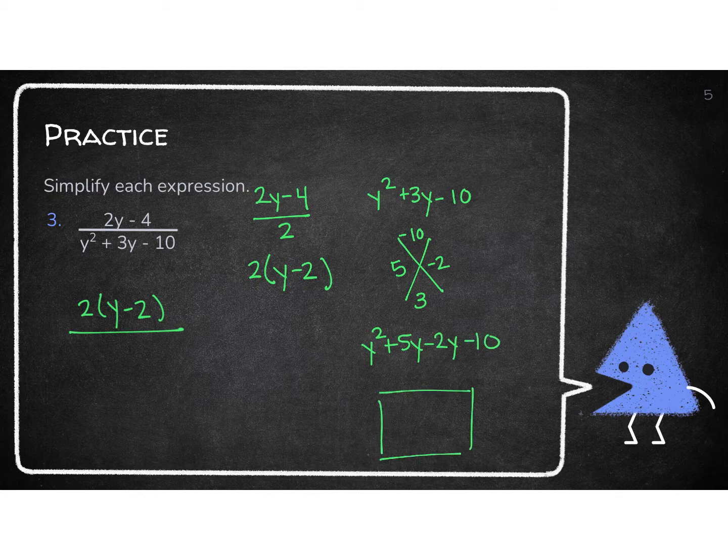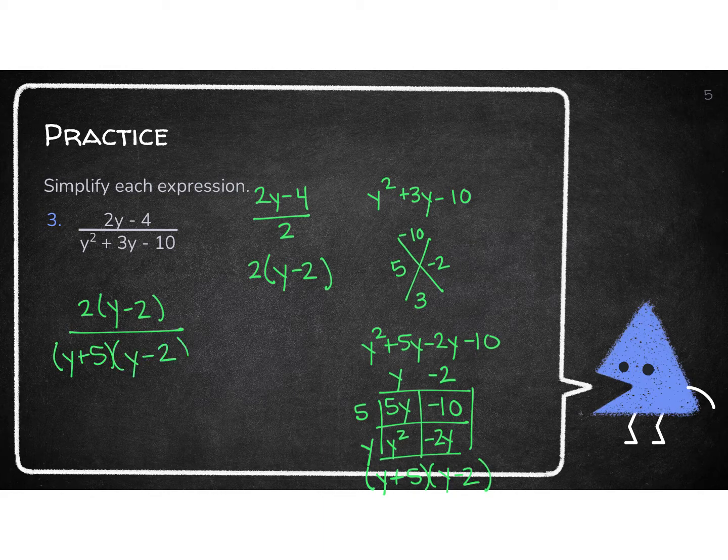Set up your box. Plug in what you know. And now pull your GCFs out. So these both have a y in common. Have a 5, a y, and a negative 2. So my denominator would be y plus 5, and then y minus 2. So I'm going to put that on the bottom because that's what I just factored was the bottom of that fraction.